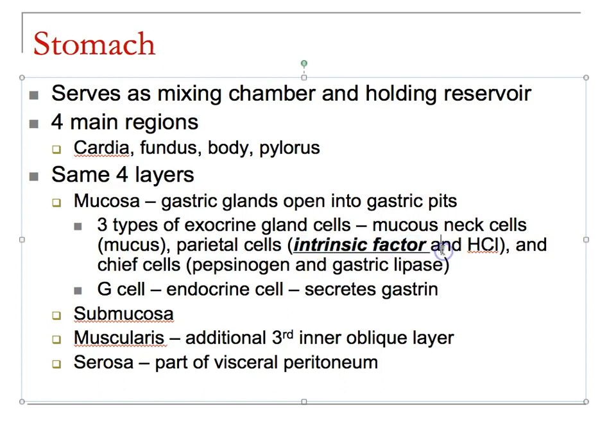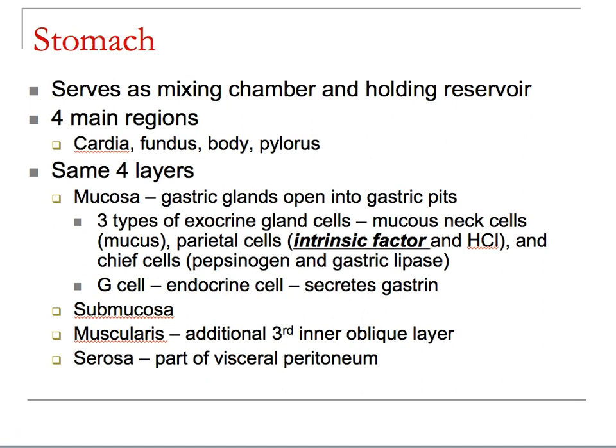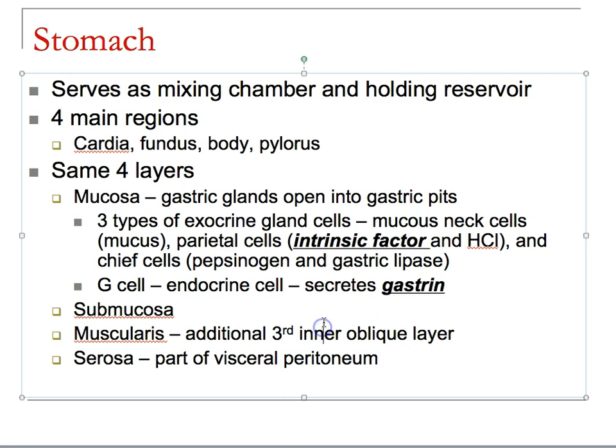All right, and hydrochloric acid, as well as chief cells. Those chief cells make pepsinogen and gastric lipase. And then there's also another population of cells that are called G cells. These are endocrine cells, which means now the stomach is an endocrine gland, and it secretes the hormone gastrin. Okay, so obviously do that and that as well.